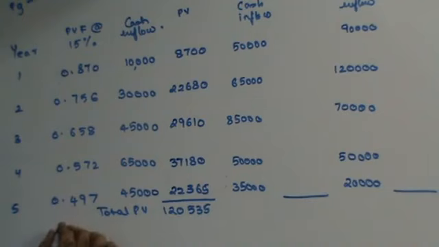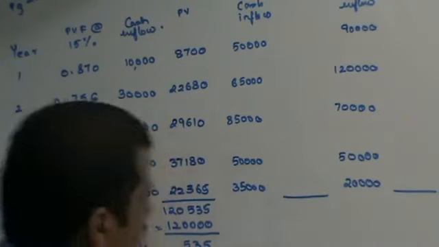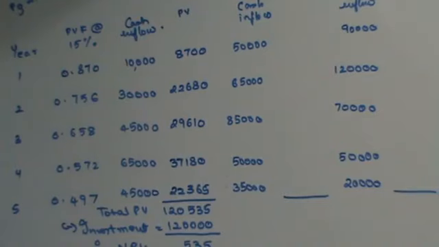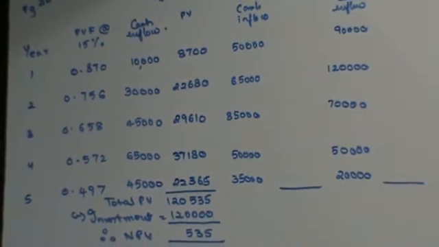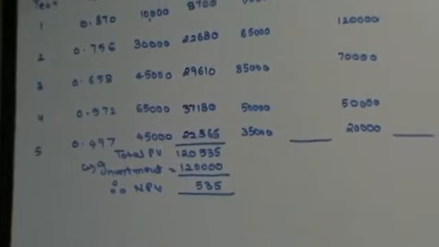What was your original investment minus investment? Your original investment for project X was 1,20,000. Therefore, your net present value is 535. Right? That means the net money that you will earn from this project at the end of 5 years, if you were to get all the money today, is 535 rupees. Remember one thing, students, if the value of NPV comes out as negative, you have to reject the project.